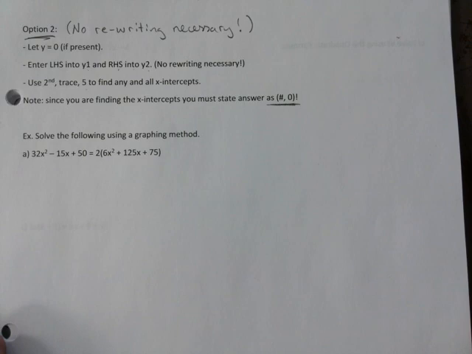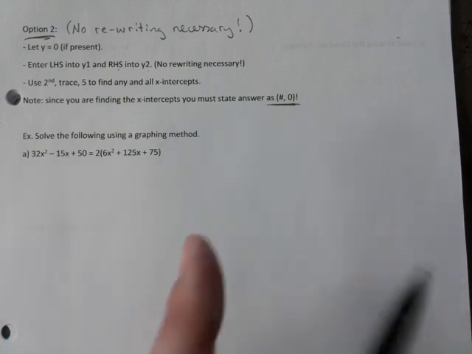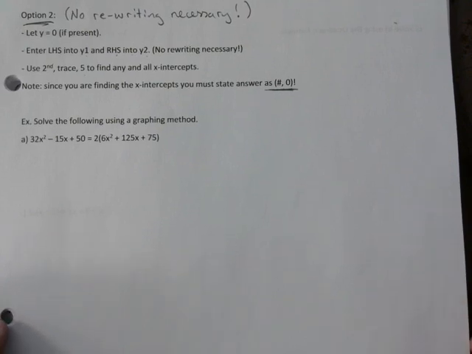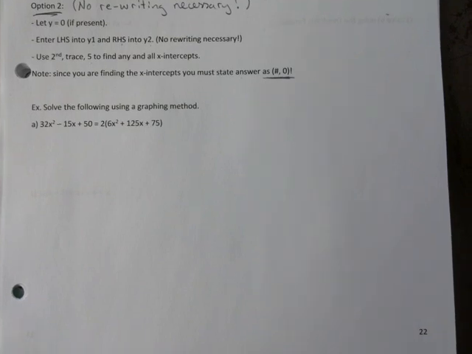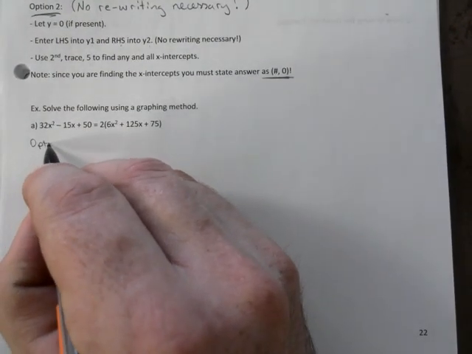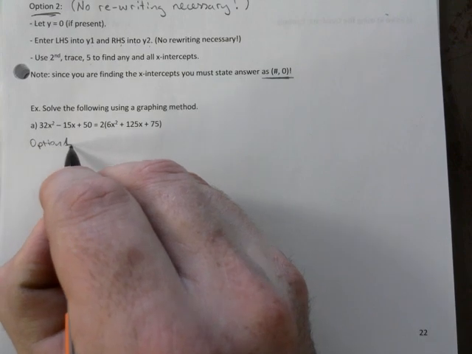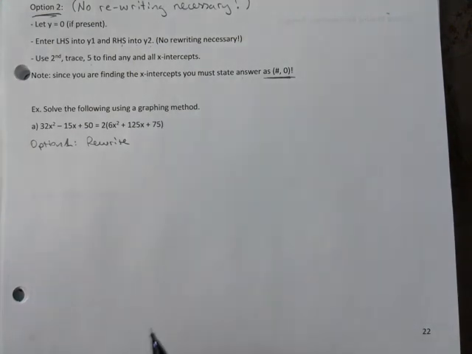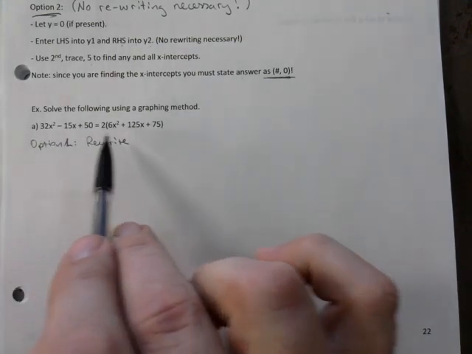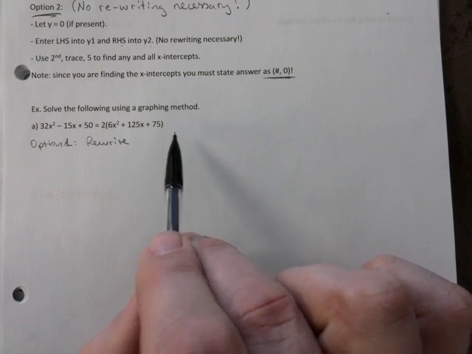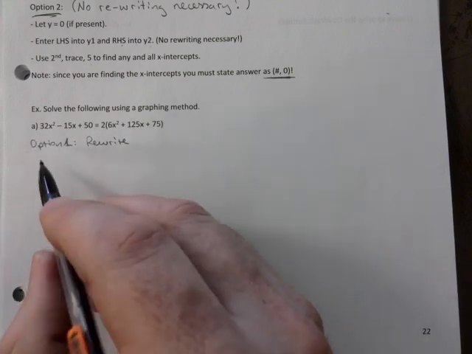So here it is. We'll do both methods side by side, okay? So you see the differences. You will ultimately get the same answer. Okay, so here we go. Option 1, rewrite. If there's any y, we will make that equal to 0 or essentially cancel it out, right? But in this case, there is no y, so we'll skip that step.